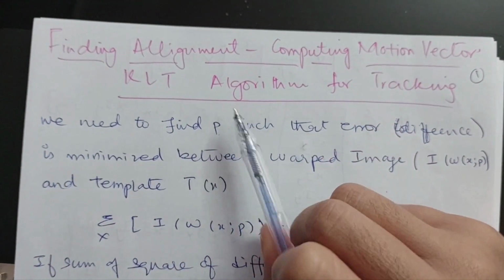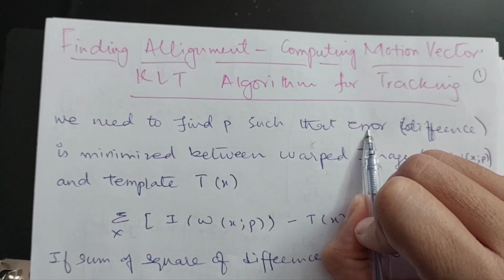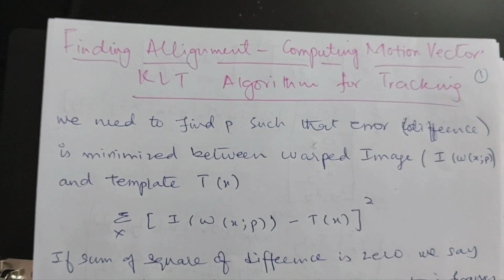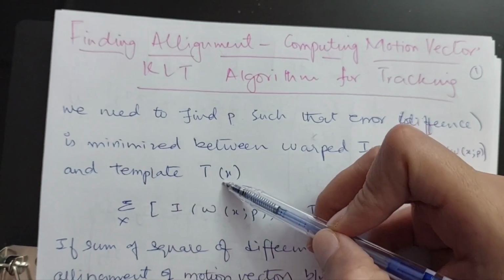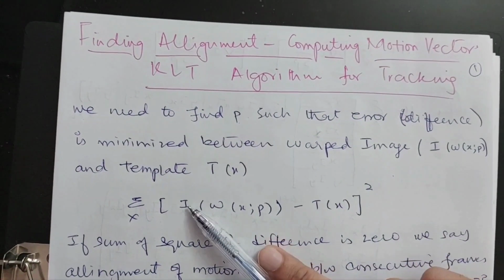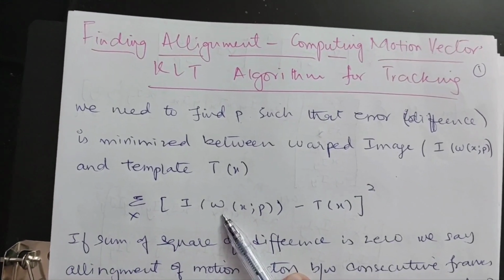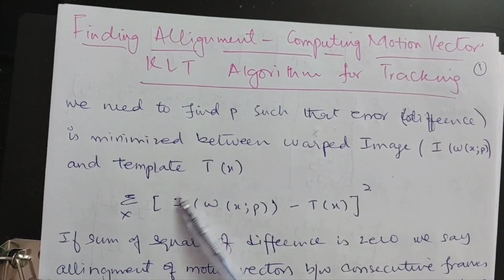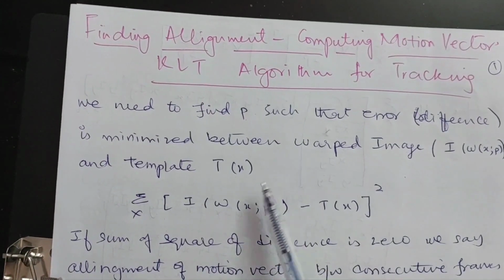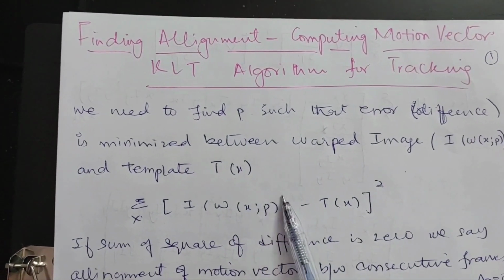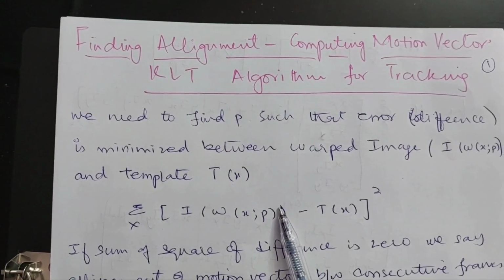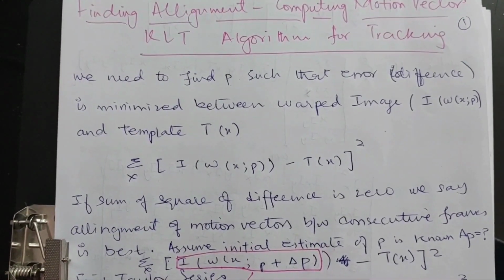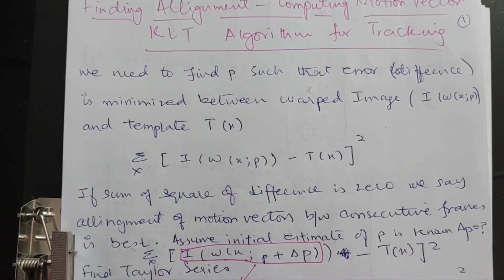So if we want to find out the p, what we have to do is this. We want the difference to be minimized between the warped image, which we write as I(W(x;p)), and the template T. Basically we subtract the template from the warped image, sum it up over all the pixel values, and take the square of this difference. This value, which we call the error, has to be reduced. Only if this error is minimized do we say that the alignment is perfect, or that we are getting the best alignment. So if the sum of the squares of the difference is 0, we say that the alignment of the motion vectors between the consecutive frames is best.